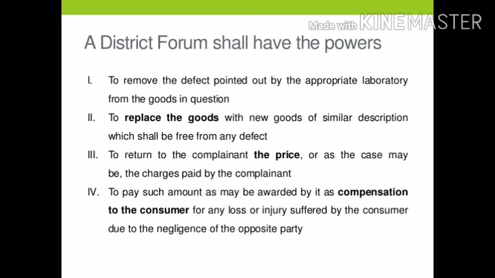The various powers of district forum are: first, to remove the defect pointed out by the appropriate laboratory from the goods in question, to replace the goods with new goods of similar description which shall be free from any defect, to return to the complainant the price, or as the case may be, the charges paid by the complainant, to pay such amount as may be awarded by it as compensation to the consumer for any loss or injury suffered by the consumer due to the negligence of the opposite party.